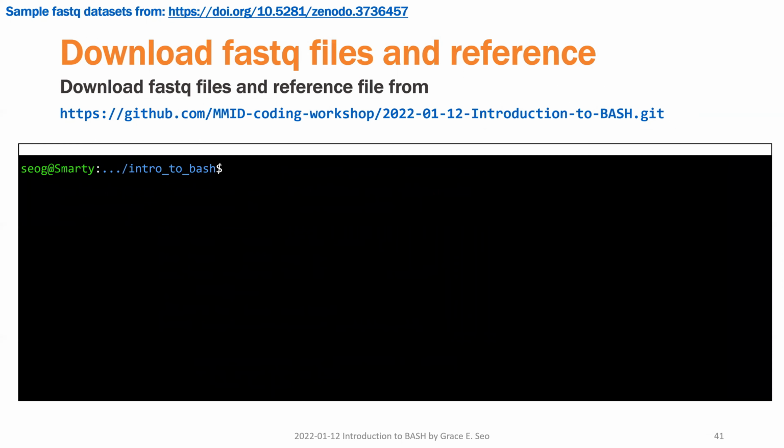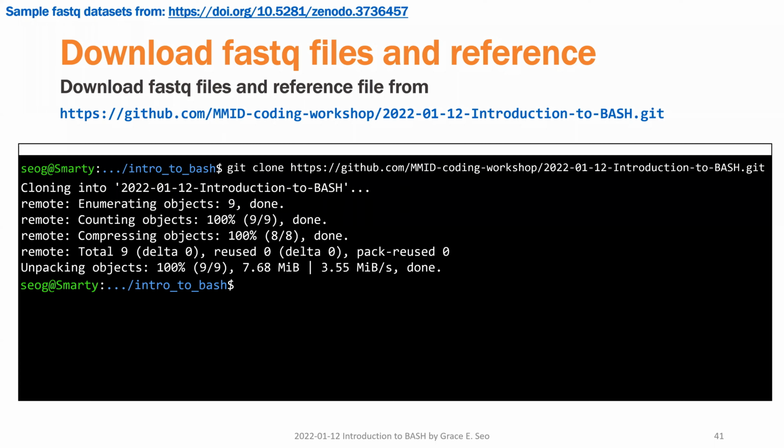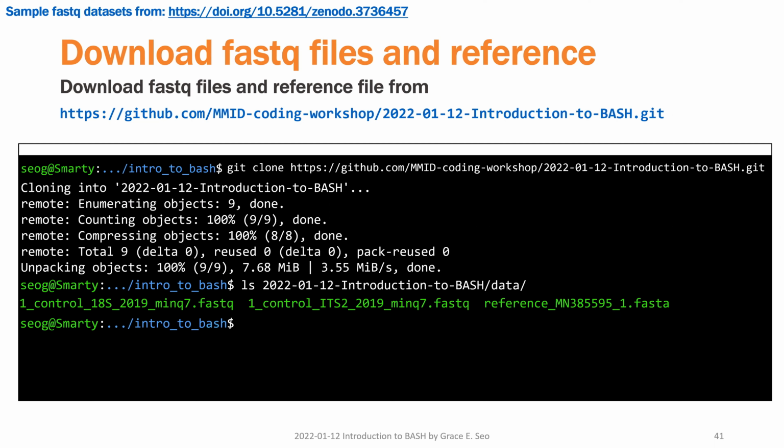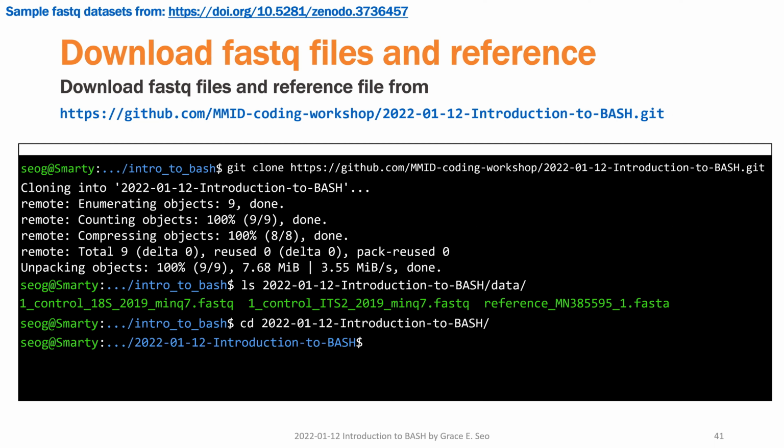So let's try to run minimap2 on an actual sample. The fastq and reference files are available in the workshop GitHub repository, and you can download the files from the website manually or simply use the git clone function to clone the whole repository into our current intro to bash folder. After cloning, we can see that all files are available in the /data folder. To run the program, change the directory into this introduction to bash folder. Within this folder, we're going to create a directory called aligned and move into that directory, because we want to save our minimap2 results in this folder.